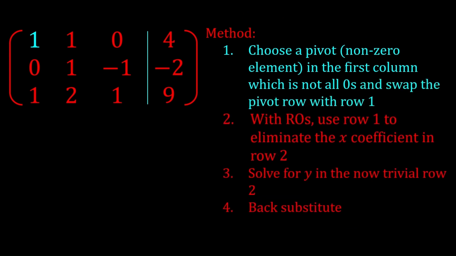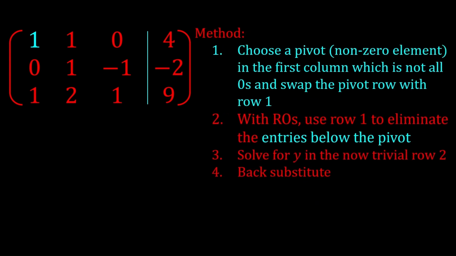Okay, anyway, now let's try to do step 2. I'll just reword this actually. To be more general, we'll use row 1 to eliminate entries below the pivot. I think that'll be more general, right? So let's do that here. We don't need to do it for row 2 because it's already done. It's 0 already. So we do it for row 3. And we are finished with this step.